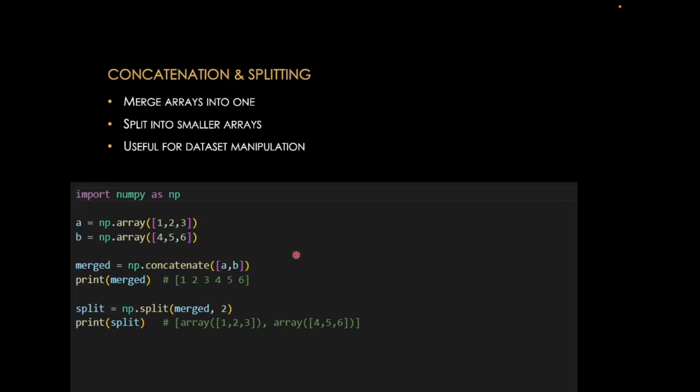We can concatenate two different NumPy arrays into a single array, or we can split them. Like A and B, these are two arrays. If we use the concatenate operation, both will be merged and converted into a single array. If we want to split it, we will use np.split and we can provide 2. So this array will be converted into two different arrays.